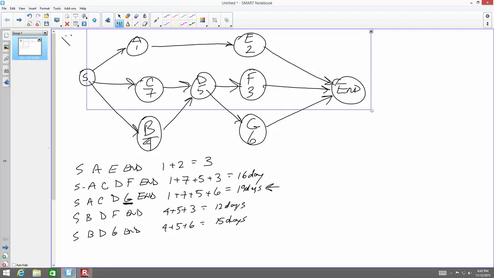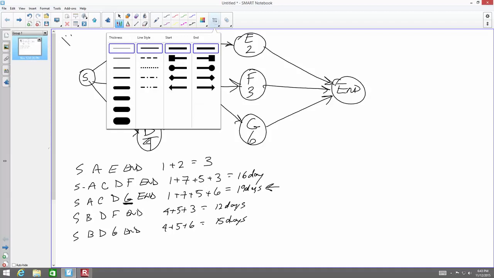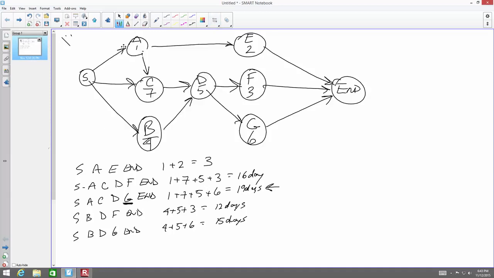I got a little error message here, sorry. The eraser doesn't want to work. There we go. The line was missing there, guys. Sorry. If we go A, C, D, G, and to the end, that's our critical path, and G is on that critical path, so there's zero float for G. So that's a one question diagram.